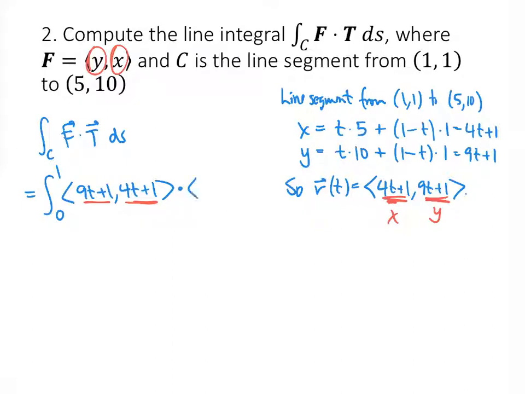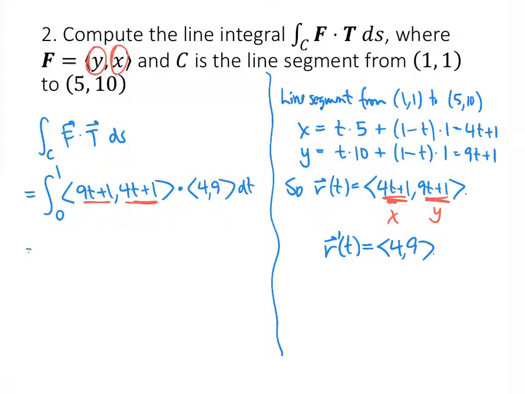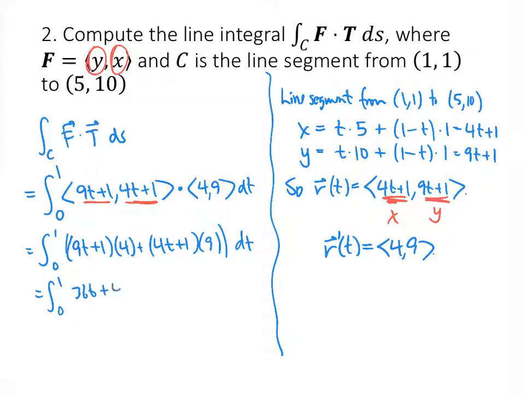And then we dot that with r prime of t. If r of t is 4t plus 1 comma 9t plus 1, r prime of t is just going to be the vector 4 comma 9. So we dot this with 4 comma 9, and we're integrating that with respect to t. So when we integrate, we have to do the dot product. We get 9t plus 1 times 4 plus 4t plus 1 times 9. Work that out, we get 36t plus 4 plus 36t plus 9. That's going to give us 72t plus 13.